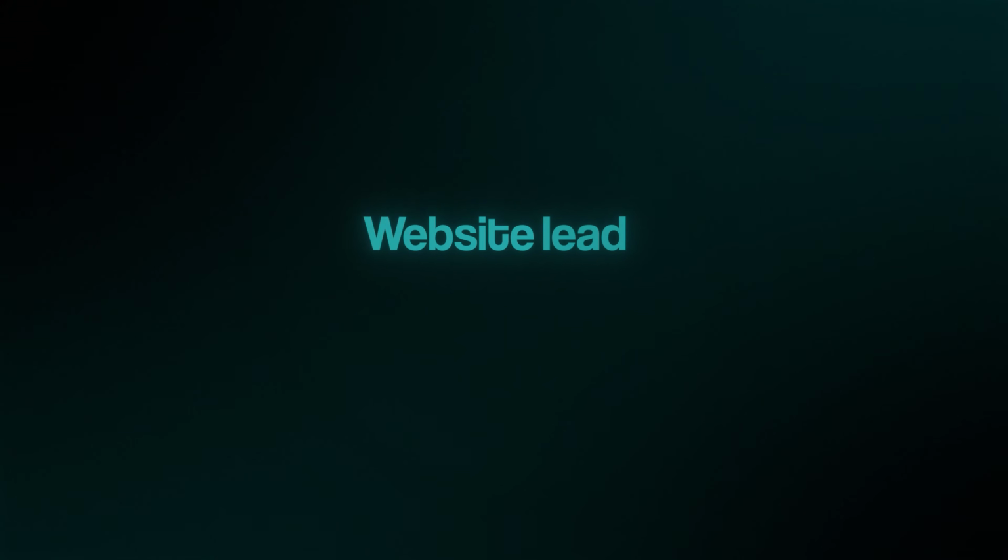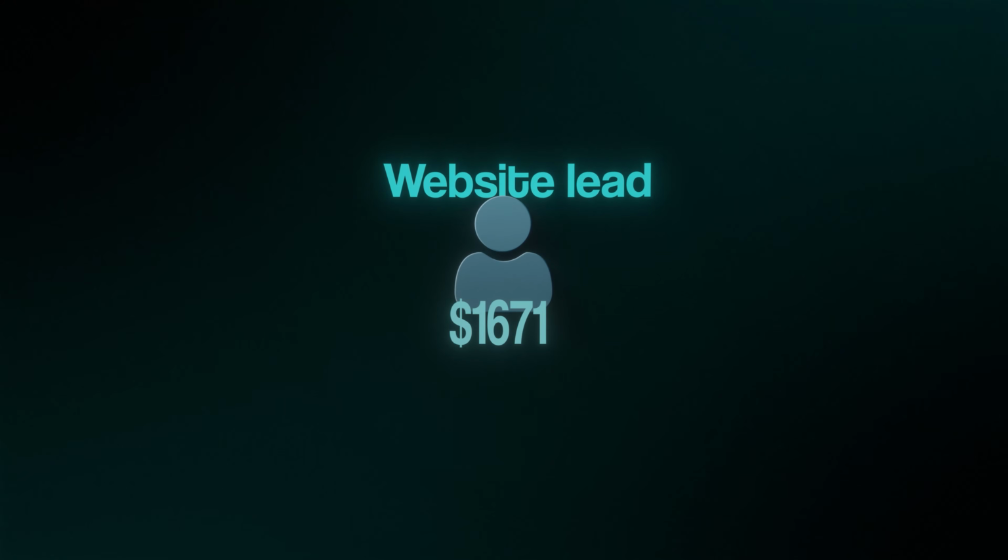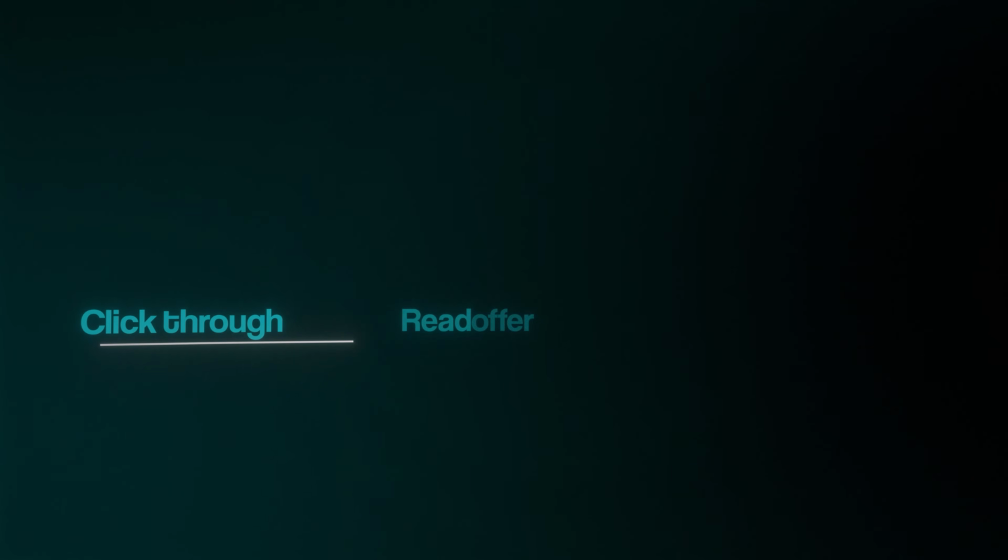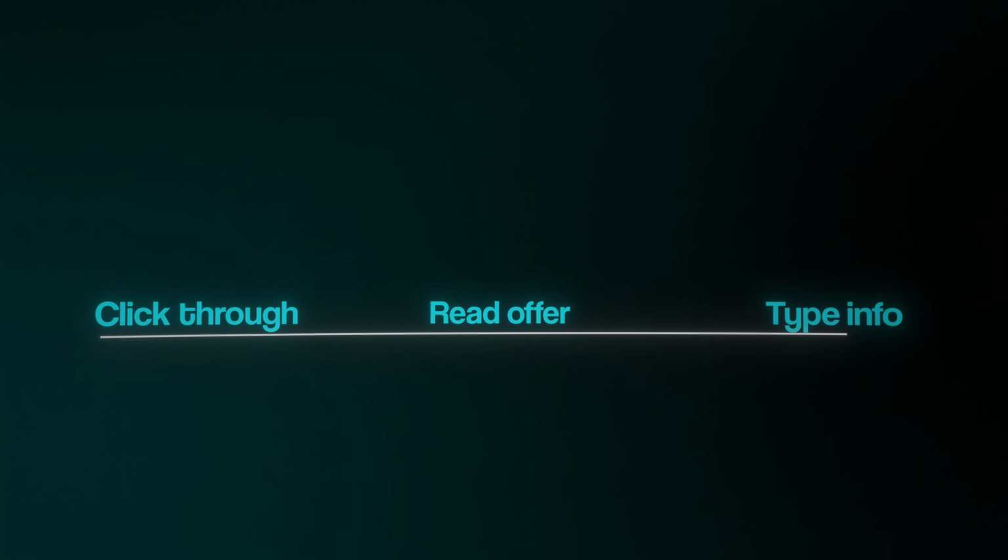Instant forms are typically cheap because Facebook pre-fills the person's info, and the whole thing takes 5 seconds to submit. But quality is going to be lower because there's no real commitment to fill it out. Website leads, on the other hand, cost a lot more per lead because the person has to click through, read your offer, and actually type in their info, but by the time they hit submit, they're way more qualified.